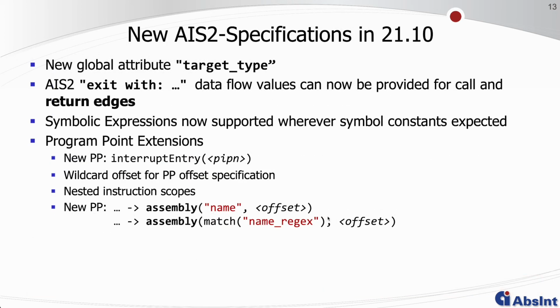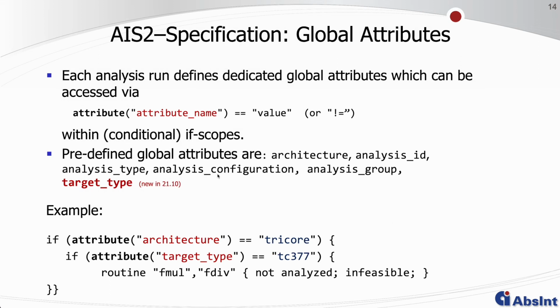Here's an update on our ASCII specification language in the October release. I'd like to go through each of the new changes, and we'll start with the global attributes.